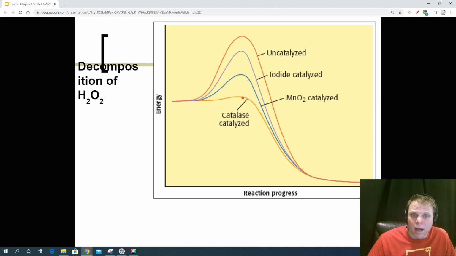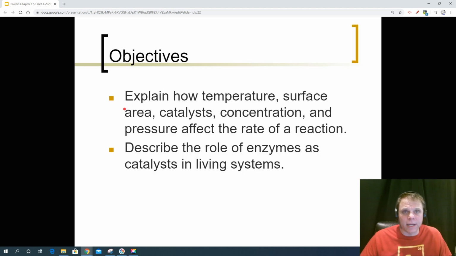So if you looked at this graph, you should be able to tell me which one would have the lowest activation energy, the catalase, right? And which one would probably have the fastest reaction rate. Probably going to be catalase, right? So that is what that graph is showing us. So we can now today.